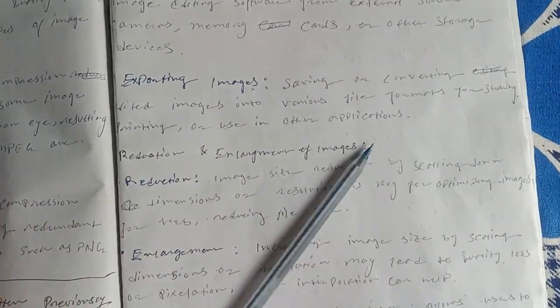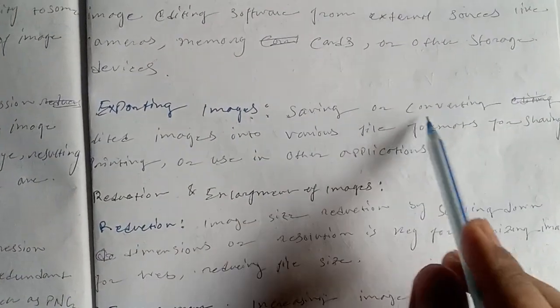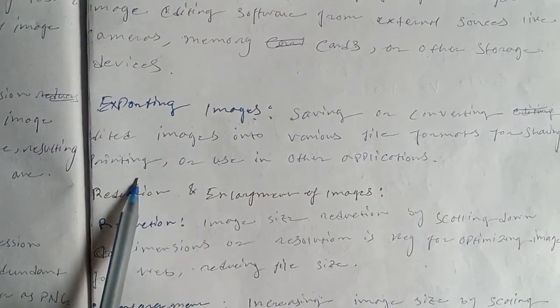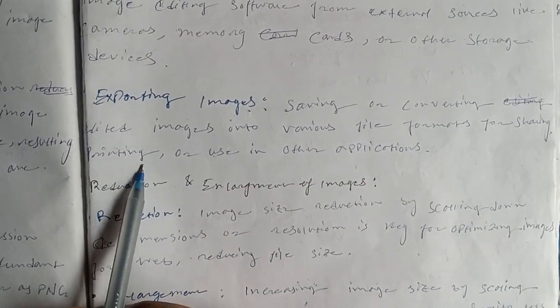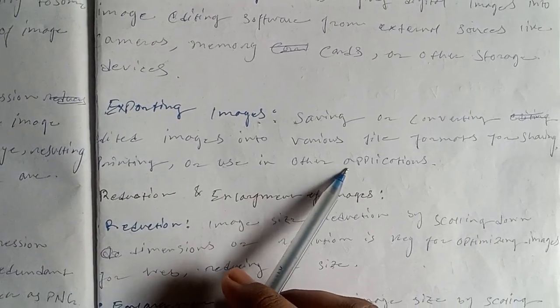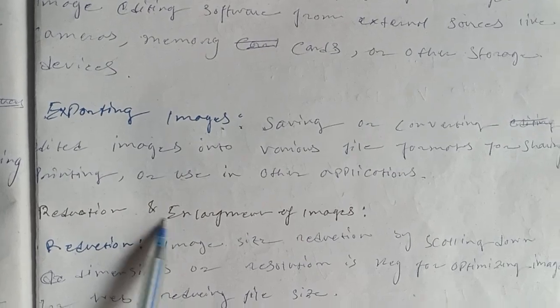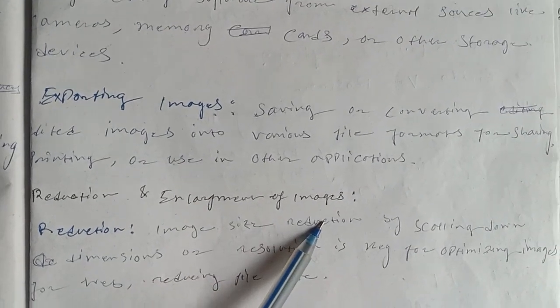Then importing images. This brings digital images into image editing software from external sources like cameras, memory cards, or other storage devices. Then what is exporting images? Exporting images is saving or converting edited images into various file formats for sharing, printing, or use in other applications.